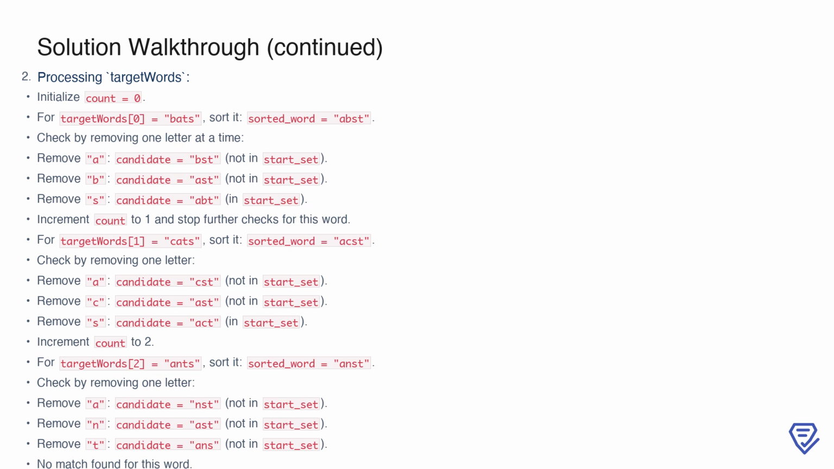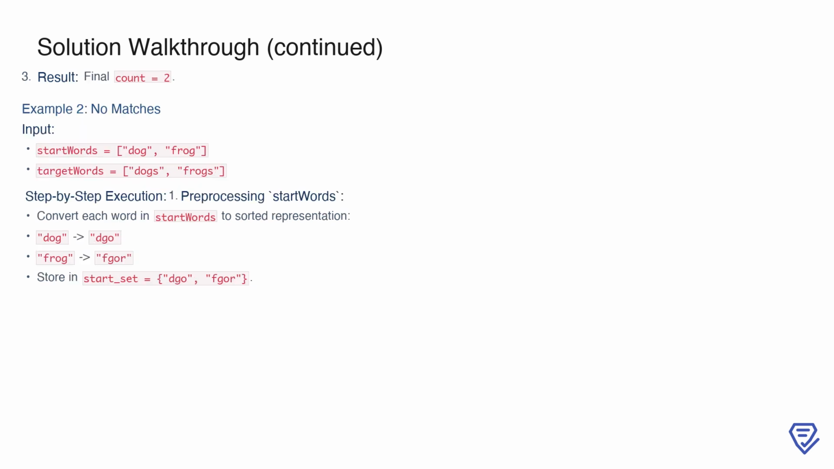Similarly, for cats, sorted as acst, we try removing letters to generate candidates. When we remove s, we get act, which is in start_set, so we increment count again. For ants, sorted as anst, none of the candidates like nst, ast, or ans match, so we move forward without increasing the count. At this point, count stands at 2. After processing all the target words in the first example, the final value of count is 2, meaning 2 words from target words can be formed by adding one letter to a word in start words.